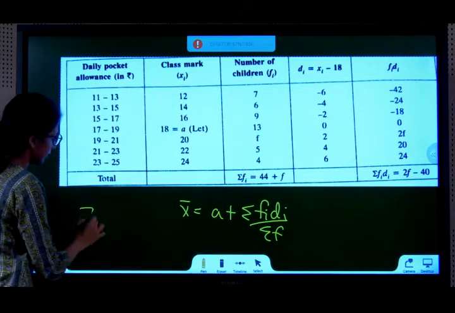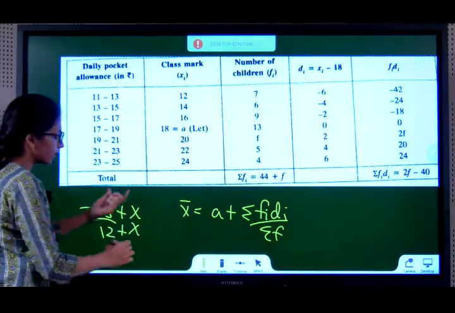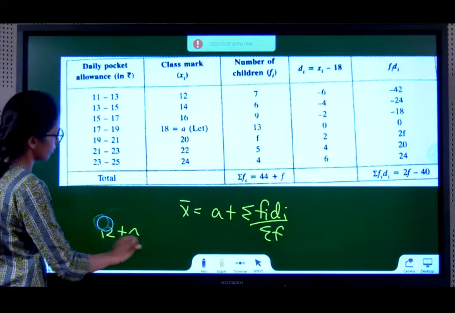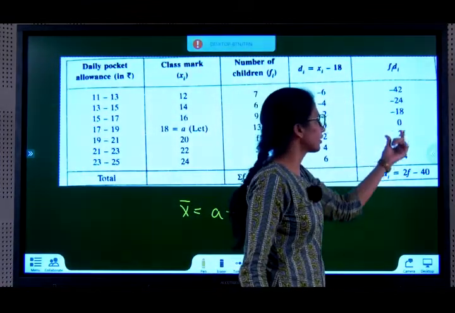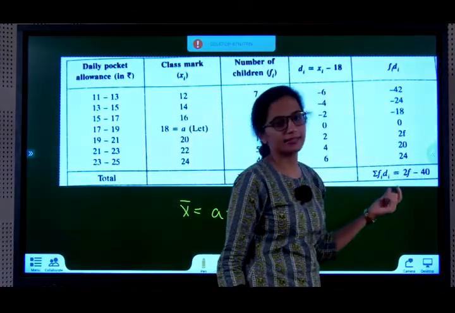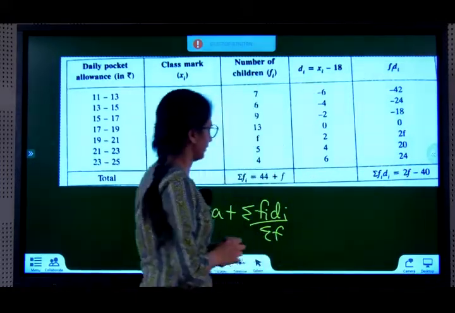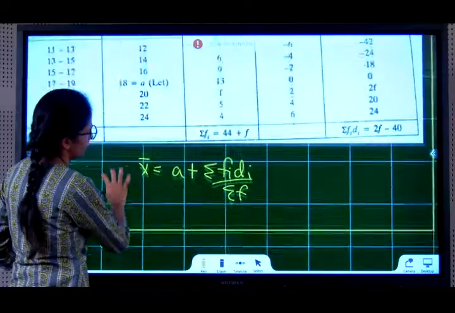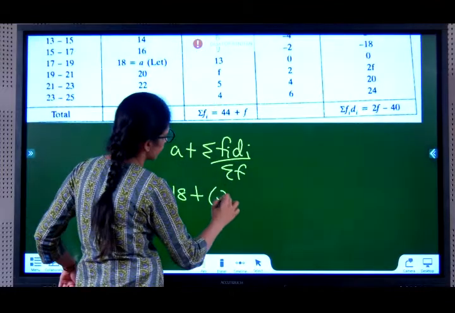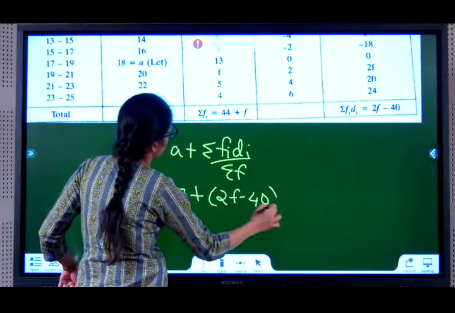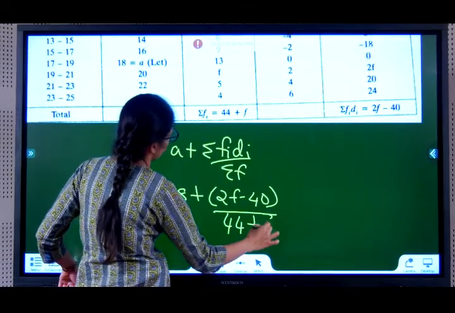That is like saying what is 7 plus 5 plus x? 12 plus x, right? You leave the x as it is. Just like that, we don't know the f, leave the f as it is. Similarly, for fi di, add all the constants and leave the 2f as it is. So if you add everything, you'll get minus 40. So it's 2f minus 40. Let's now substitute. A is 18 plus fi di, 2f minus 40, division by summation f, which is 44 plus f.